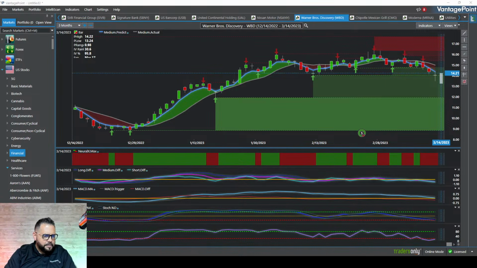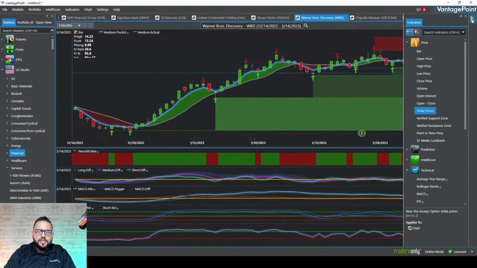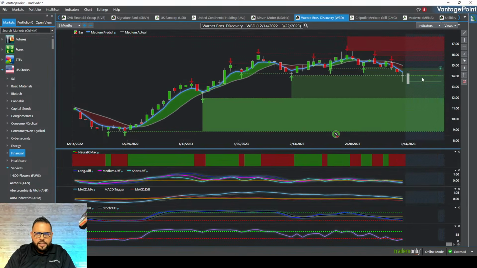How do you layer the option strike price onto the gray bars? Well, all I did in that case is I went into my price category, and if you have the VantagePoint software, this is an indicator that you can add to your license to layer that on. If you're an options trader and you don't have that, let us know. Just give us a call and let us know that's the case.